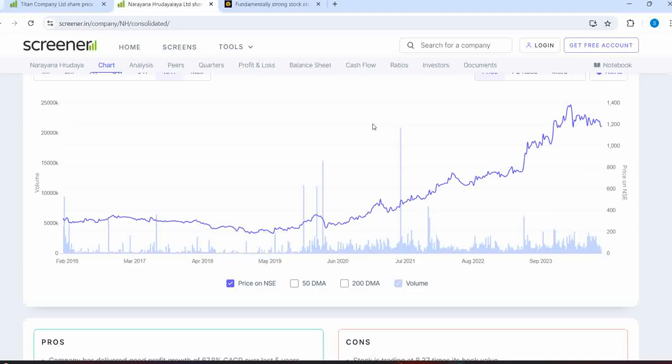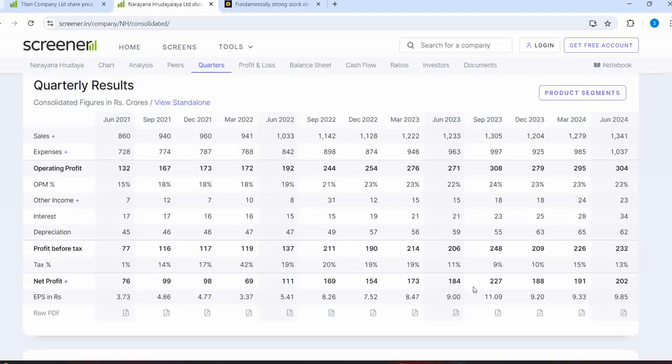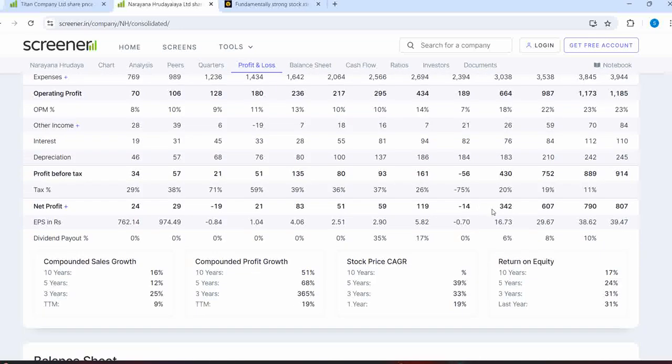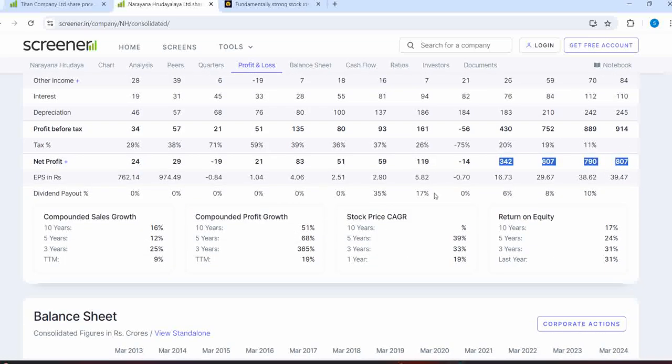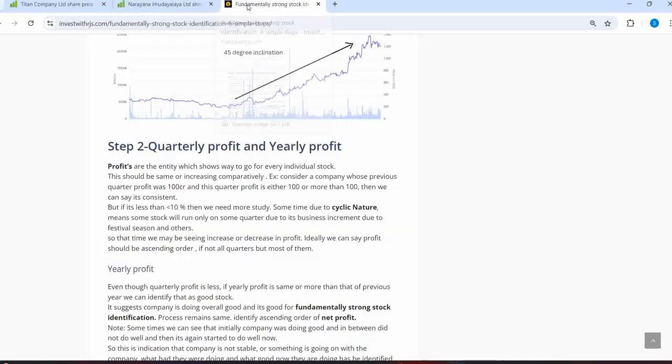Let's check Narayana Hridayalaya quarterly result. See, this has done good now. It is increasing. It should be increasing always. Yearly also it is increasing. That is good. So these two have done good now.